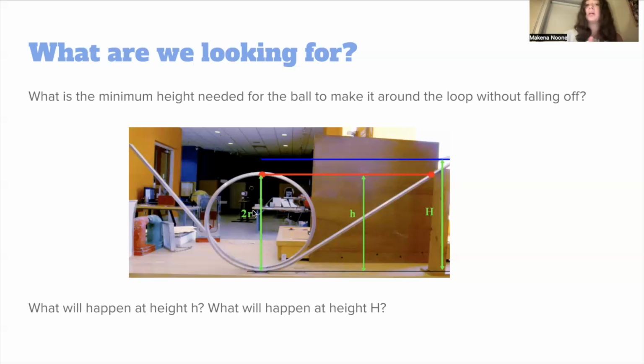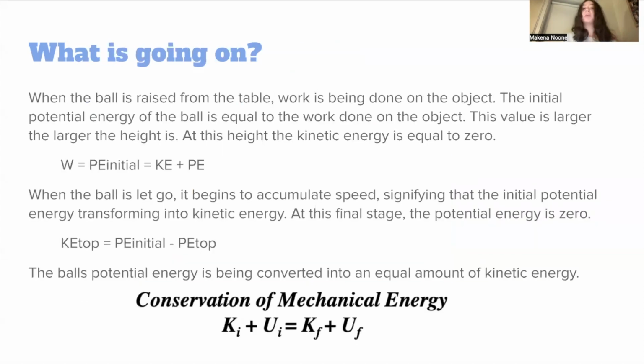If we look at this loop here and we look at the lower height, little h, and the bigger height, big H, what do we think will happen at each height? When the ball is raised from the table, work is being done on the object. This initial potential energy of the ball is equal to the work being done. And when this height is higher, more work is being done, which means that higher heights correlate to higher values of potential energy. At this height, the kinetic energy is also equal to 0 as the ball is stationary and not released. When the ball is let go, it begins to accumulate a speed.